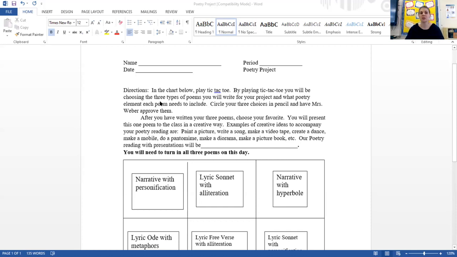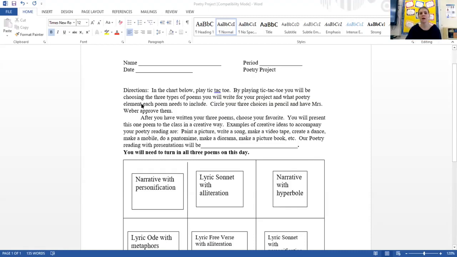You see it says, in the chart below, play tic-tac-toe. Now you're not actually playing against another player. This is your way of choosing what 3 poems you're going to write. So we see here it says, by playing tic-tac-toe, you will be choosing the 3 types of poems you will write for your project and what poetry element each poem needs to include. Circle your 3 choices in pencil and have Mrs. Weber approve them.